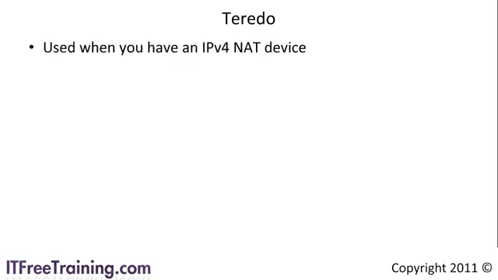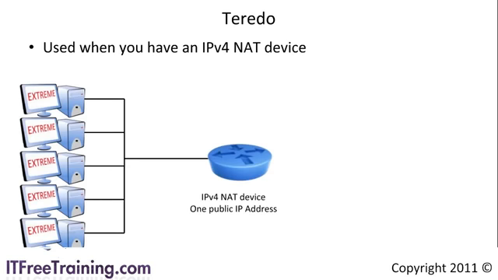This is available for Windows Server 2008, Windows Vista, Windows 7, and Windows XP. You can use Teredo when you have an IP version 4 NAT device that your clients connect to. If you have a situation in which your company wants to start using IP version 6 but does not want to upgrade the IP version 4 NAT device, you may need to use Teredo. Consider this network. The clients on the network connect to the IP version 4 device to access the Internet. The NAT device has one public IP version 4 address.